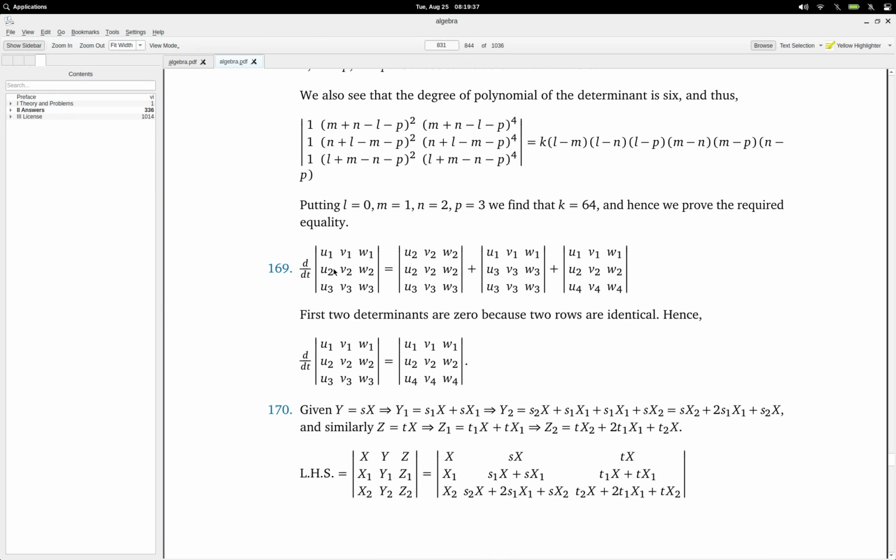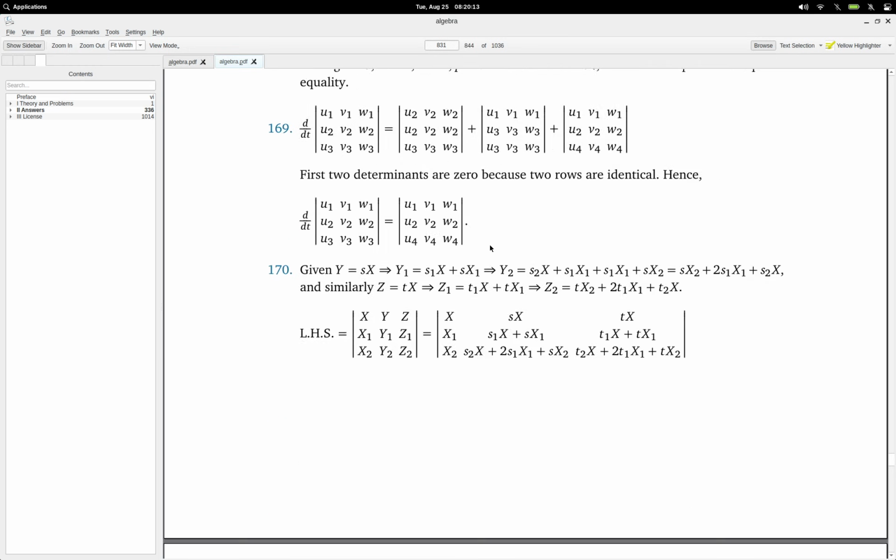So we differentiate the determinant and we get u2, v2, w2, u2, v2, w2, u3, v3, w3 plus. We differentiate the second row now. Here the first row was differentiated. We get u1, v1, w1, u3, v3, w3, u3, v3, w3, and now we differentiate the third row. So the first row is u1, v1, w1, the second row u2, v2, w2, and the third u4, v4, w4. Now if you look at the first two determinants, in the first determinant, the first two rows are identical, and in the second determinant, the last two rows are identical, so they are 0. And therefore, this is the only value.